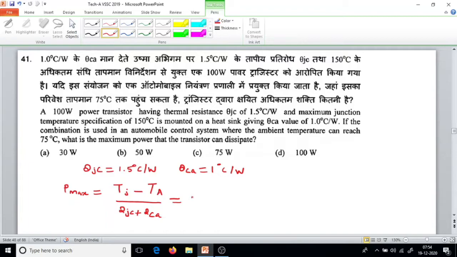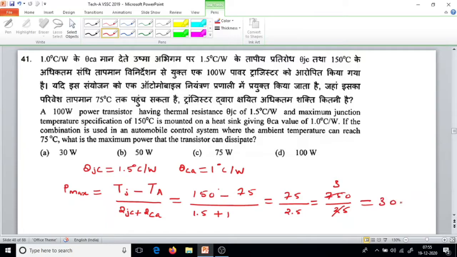What is TJ? Junction temperature equal to 150 degrees Celsius minus ambient 75 degrees Celsius, divided by theta JC, which is 1.5, plus theta CA equal to 1. So we will get 75 divided by 2.5. We will multiply numerator and denominator by 10, that is 750 divided by 25. Now we will simplify, we will get 30. So the answer is option A, 30 watt.